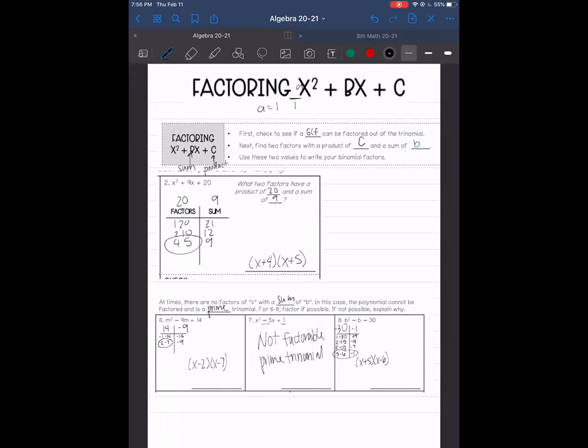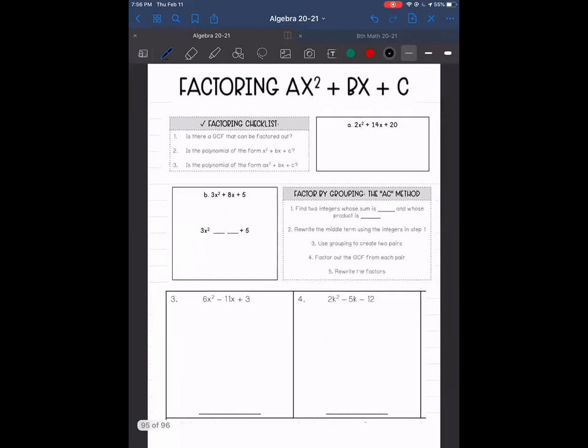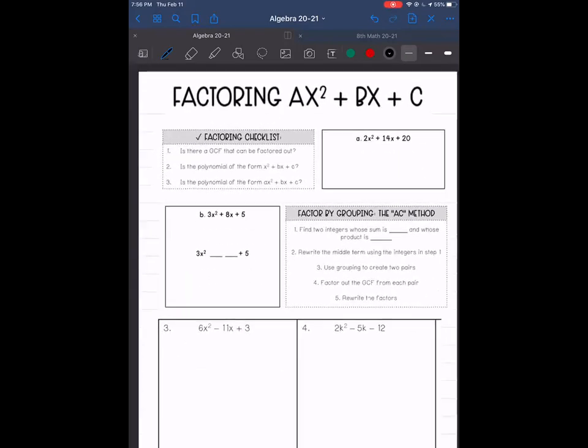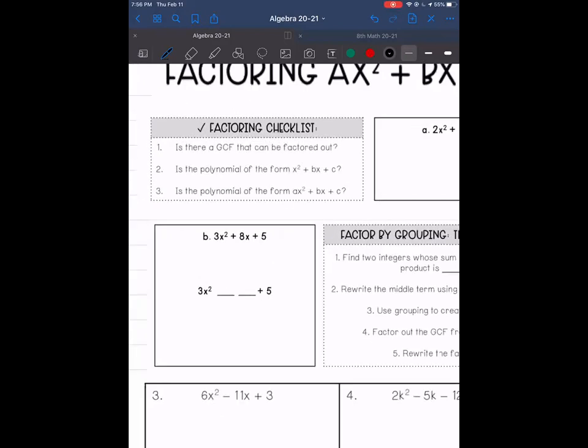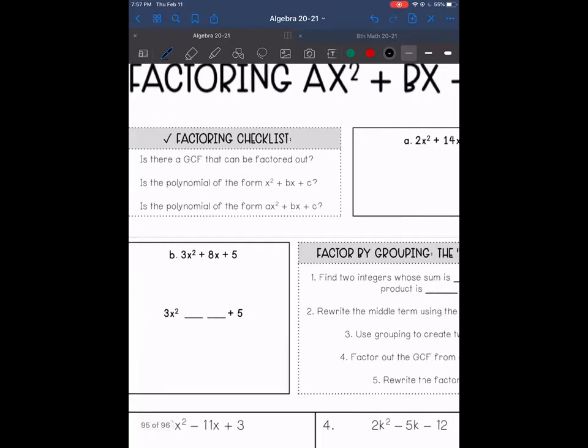But we may not always have a leading coefficient of 1. So let's talk about the scenarios when we have an a that equals any other number. It could be any other number than 1. So our factoring checklist, kind of the steps that we're going to go over. First, is there a greatest common factor that can be factored out? If that's the case, that's our first step.